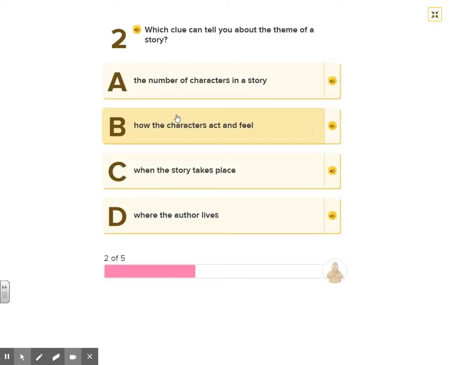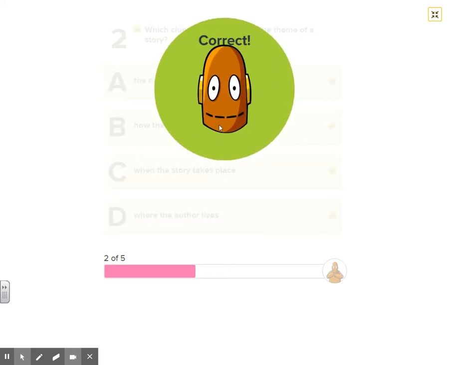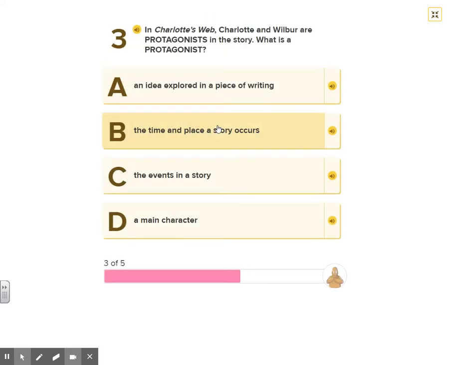All right. Which clue can tell you about a theme of a story? Is it the number of characters in a story? How the characters act and feel? When a story takes place, or where the author lives? It doesn't matter how many characters are in a story. So it's going to be how the characters act and feel, because there could be a disagreement.